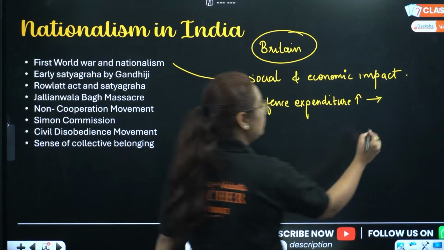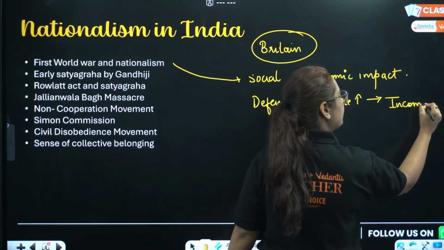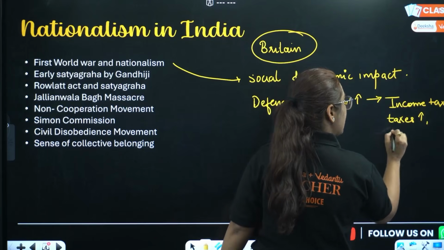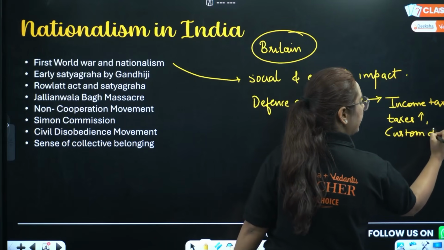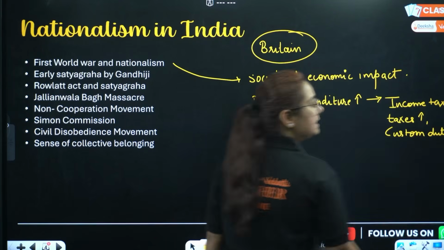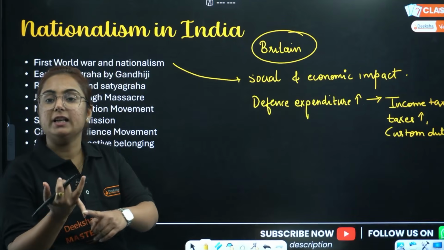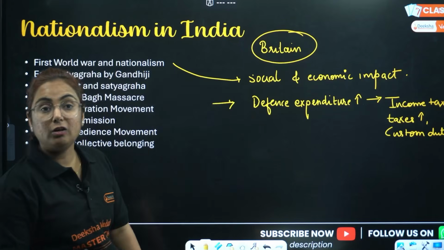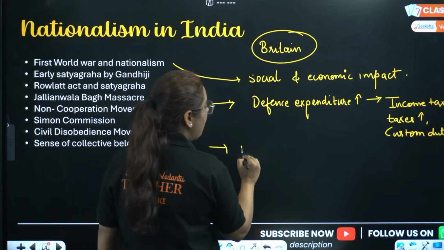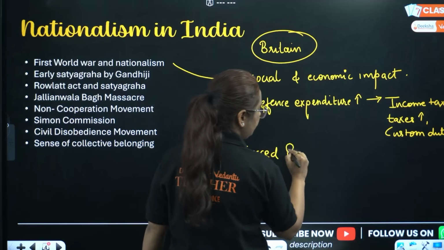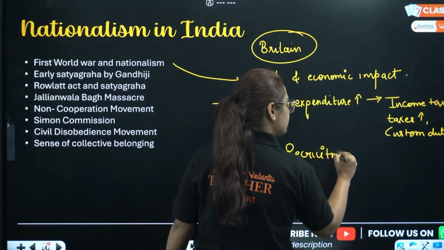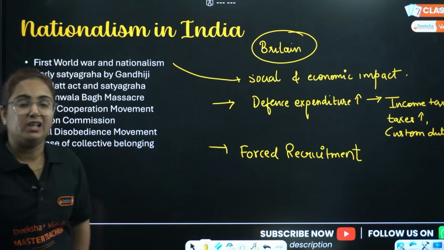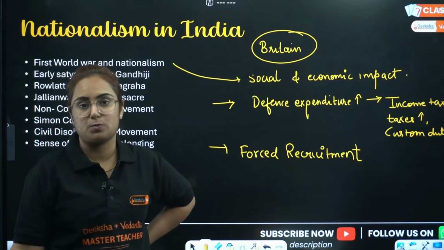Okay, how? A new tax was introduced, that was income tax. Other taxes were increased. Custom duties which are applied in trade were also increased. Get it? Social and economic impact. Defense expenditure increased. Fine, we are aware of this. Now what happened? Forced recruitment was done, that villagers were asked to forcefully be part of the British army fighting in the First World War, leading us to so many problems.